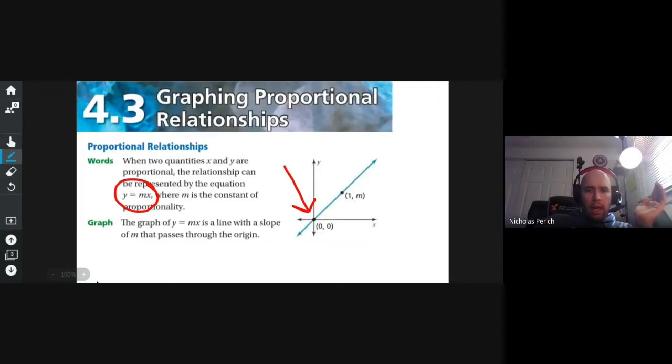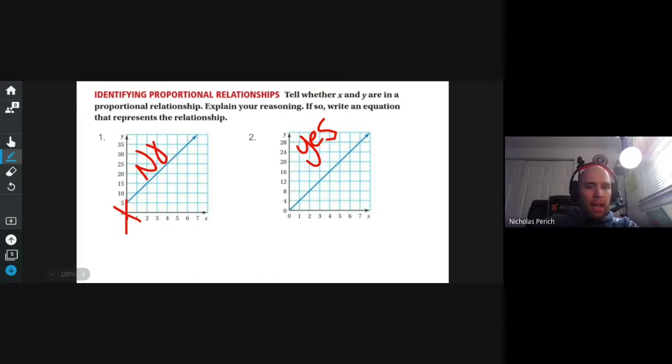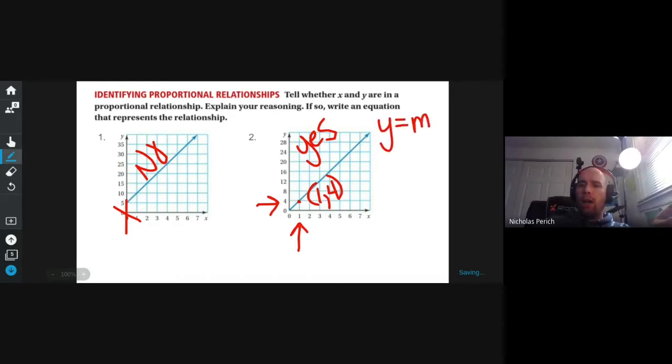When x is 1, y is your slope. So for proportional relationships, when x is 1, y is your slope. So y is 4. So this point, (1, 4), lives on the line, and 4 is my slope. So if proportional relationships are in the form y equals mx, and that guy is my m, then my answer is y equals 4x. Dunzo.